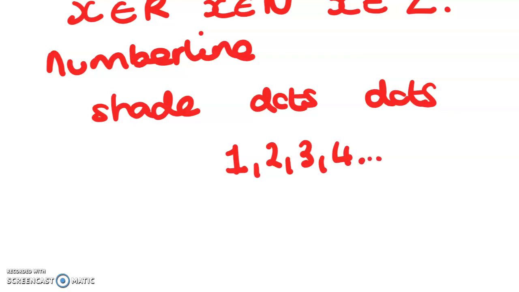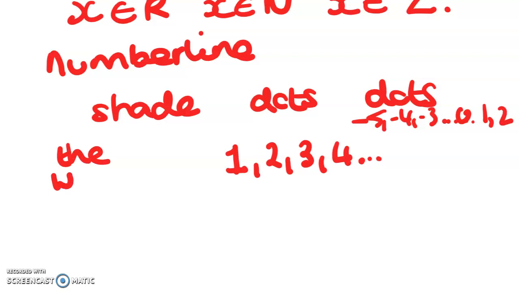That's for natural. For integers, it could be negative and positive, including 0. So you could have, say, minus 5, minus 4, minus 3, going all the way up. You can go 1, 2, and it can include 0, okay? Real numbers is the whole shebang. Everything.